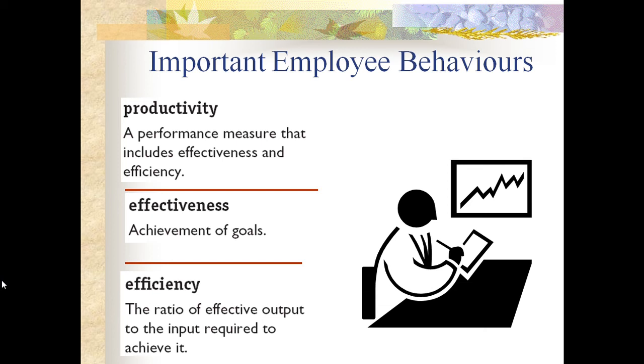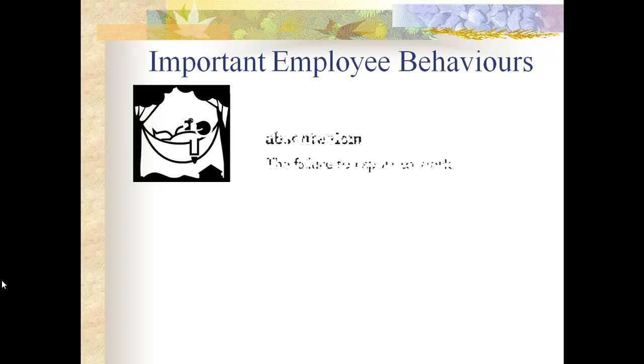And the next is absenteeism, a very important behavior that managers have to tackle. Absenteeism is a failure to report to work. The employee is not coming for the job. The student is not attending the class, then we say the student is absent. So the failure to report to work is called absenteeism.